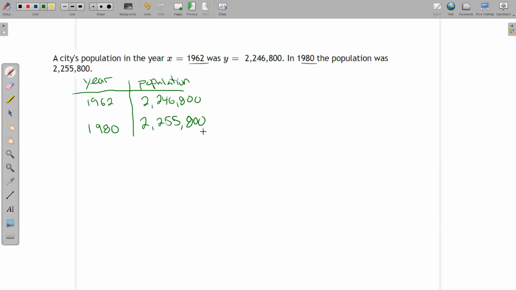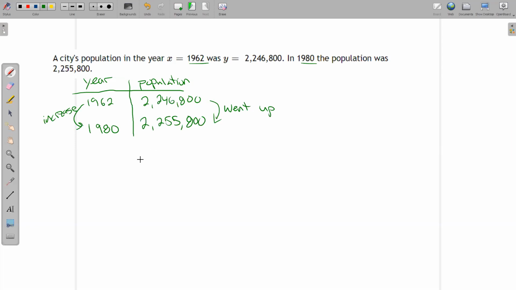Looks good, looks good. So let's see, it went up. So that's a good thing to know. As the years went up, these increased too. So thinking about my slope, I've got an increase divided by an increase. There's going to be a positive slope if I type it right. So the next thing I need to figure out is what is that?